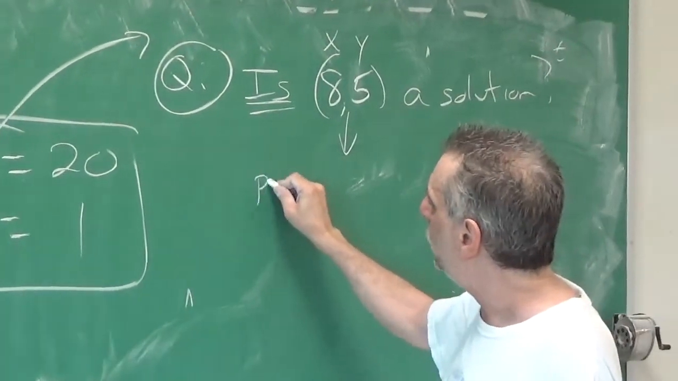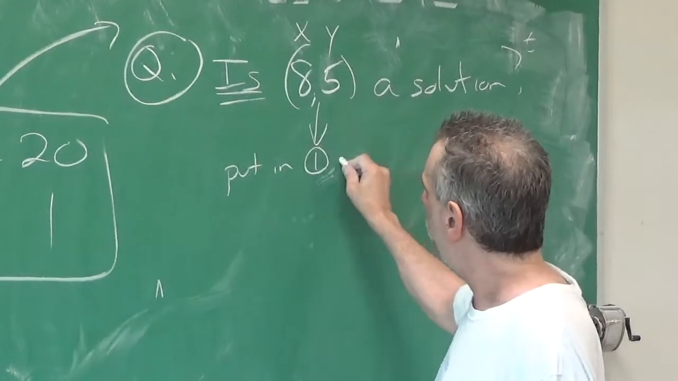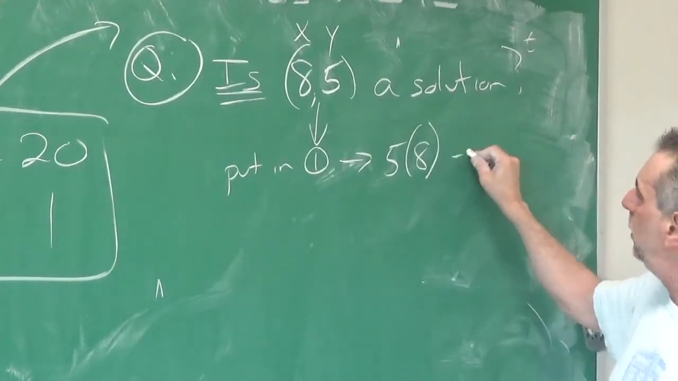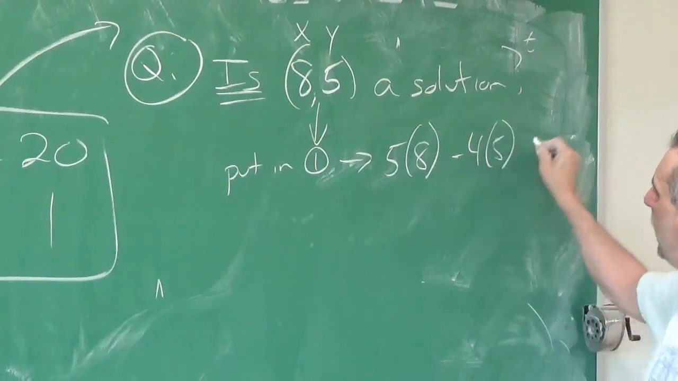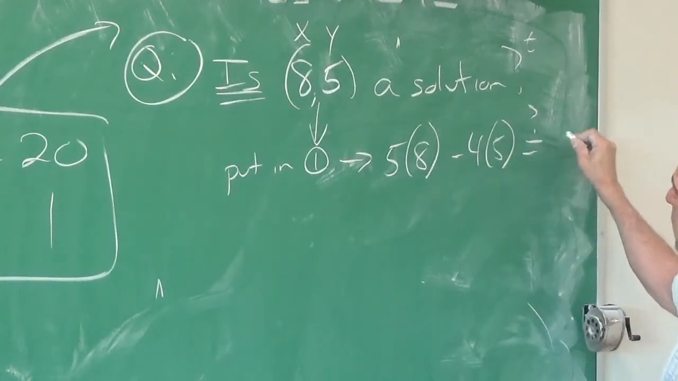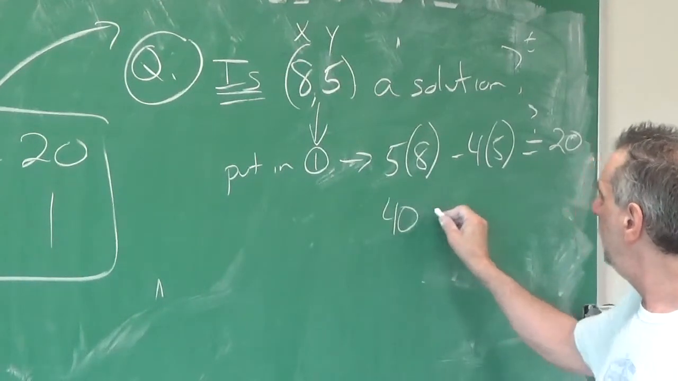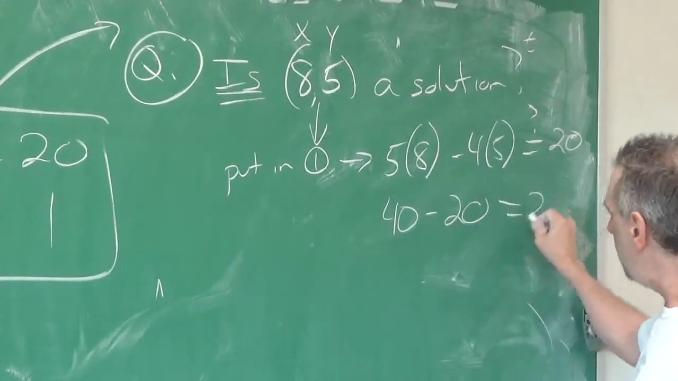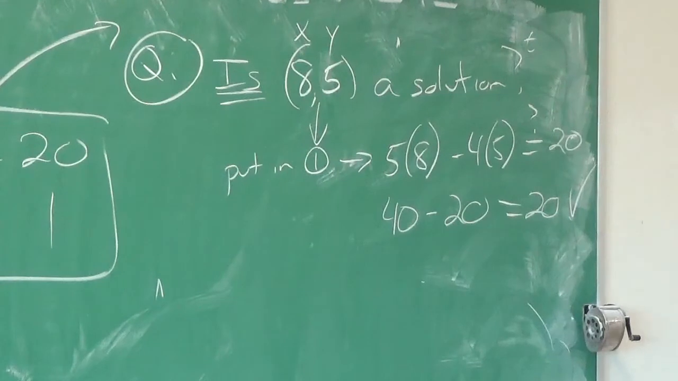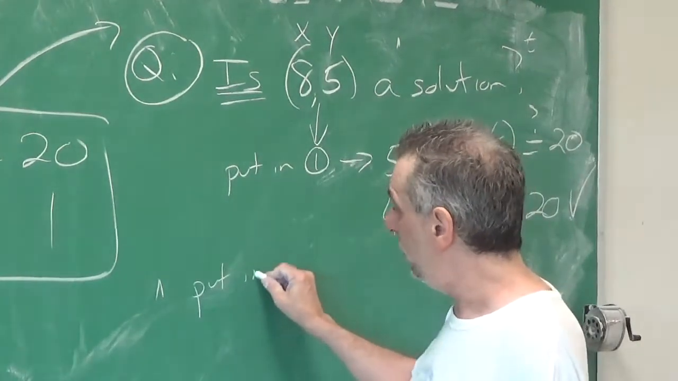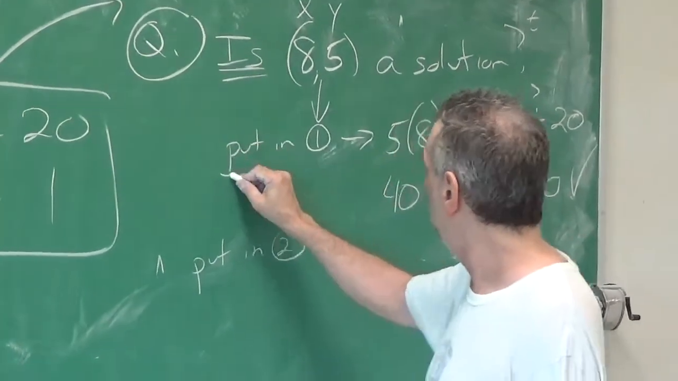If I put it into equation 1, I get 5 times x minus 4 times y, and I want to know, does that equal 20? Well, I get 5 times 8 is 40, minus 20 does equal 20, so that one checks. Okay, if that one didn't, then you're done. You say, no, it's not a solution.